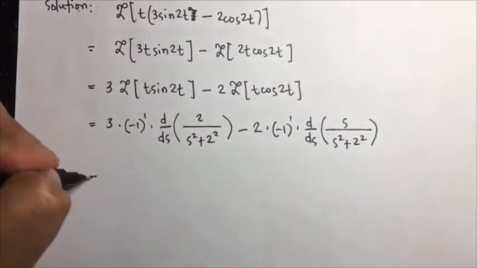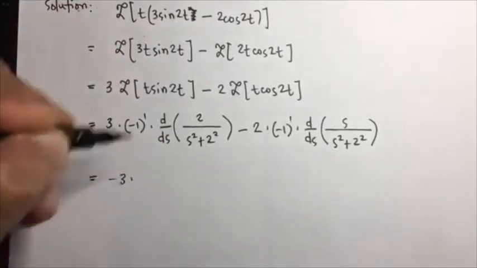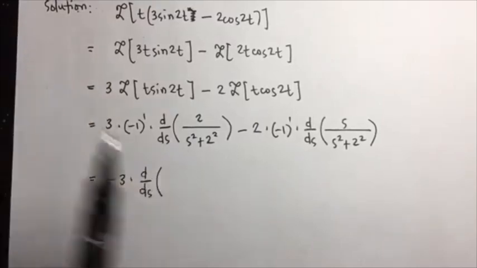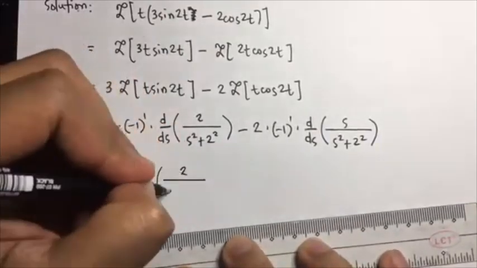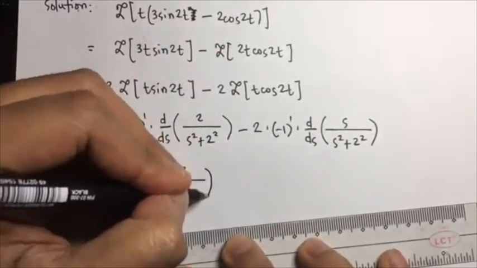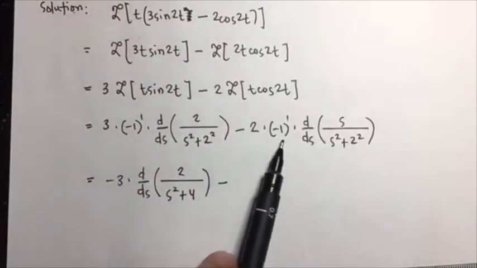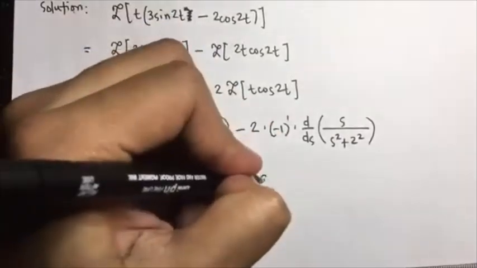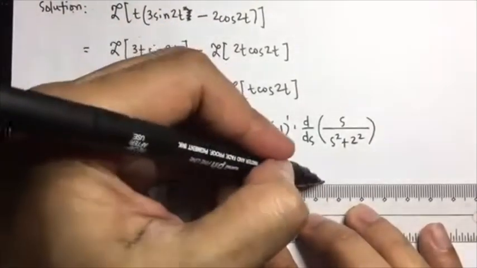Okay, so next is simplifying. We have negative 1 times 3, so we have negative 3 multiplied by the derivative with respect to s of, simplifying this, 2 over s squared plus 4, minus this one, it will become plus 2 times the derivative with respect to s of s over s squared plus 4.